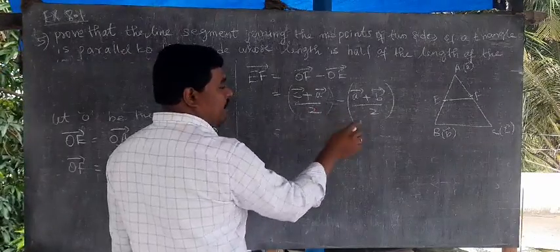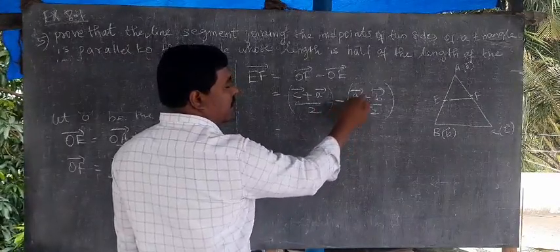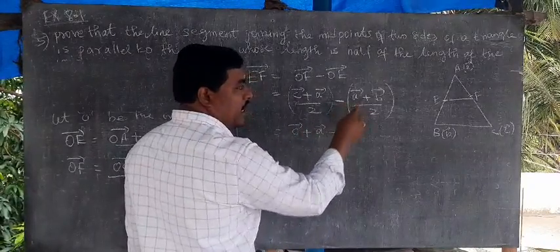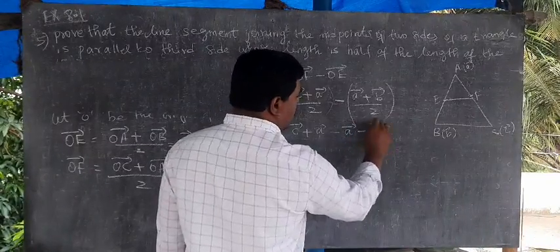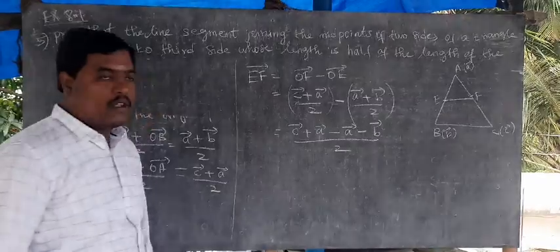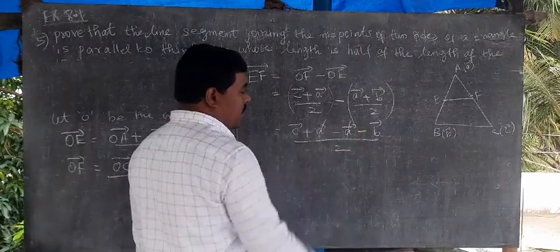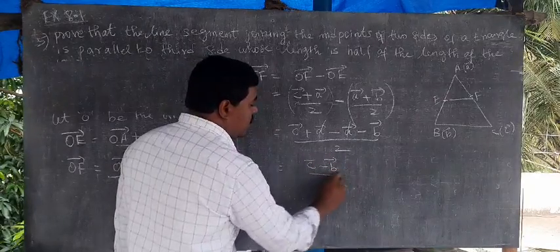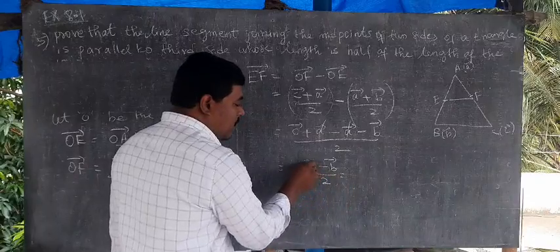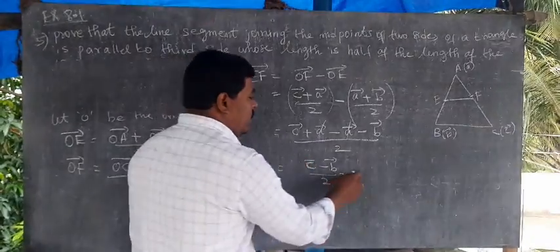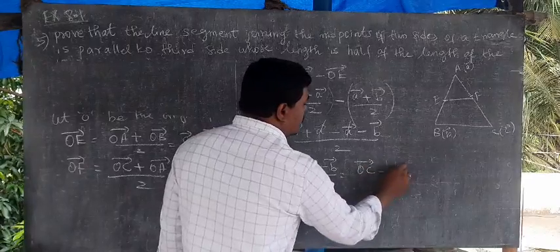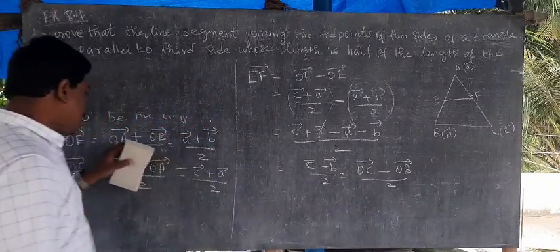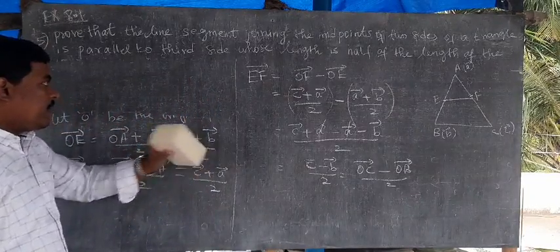So, the denominator will be the same, but we have to take this negative sign for both the vectors. C vector plus A vector, minus A vector minus B vector, by 2. Right? So minus A vector plus A vector will be cancelled, so what are we getting? C vector minus B vector by 2. So this small c vector I write as OC vector minus OB vector by 2, because OA vector means A vector, OB vector means B vector.